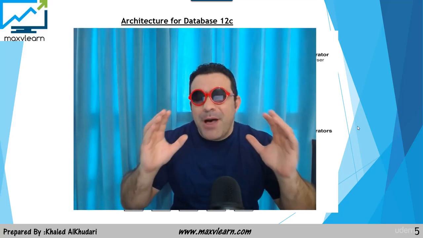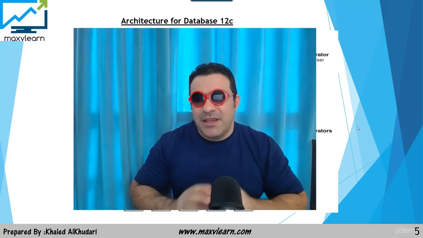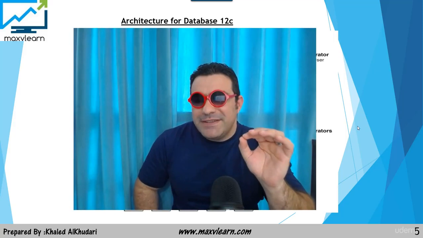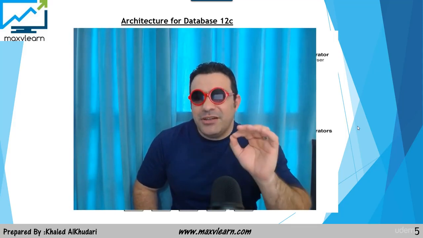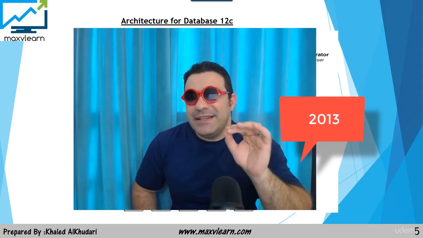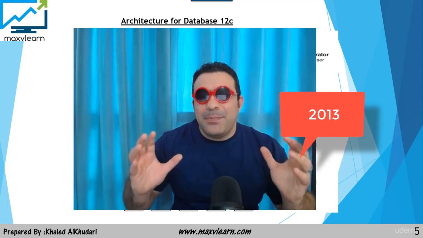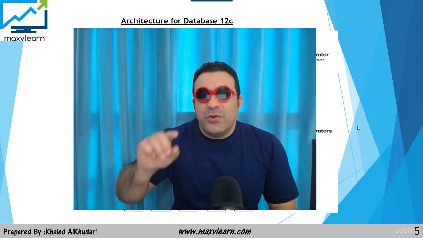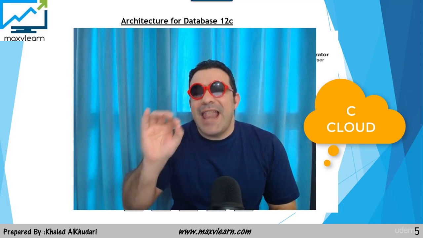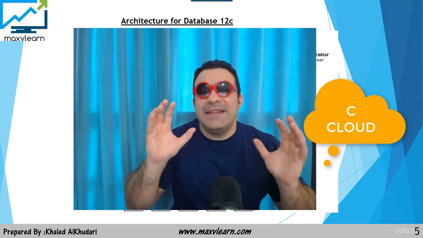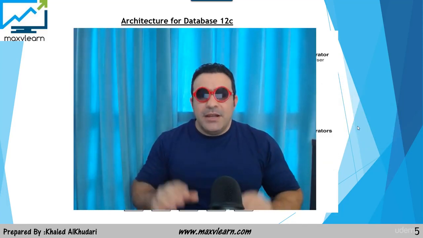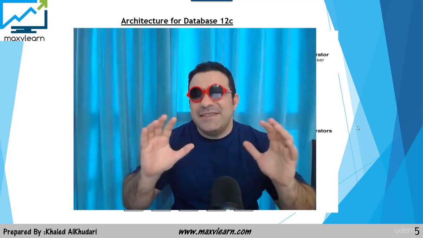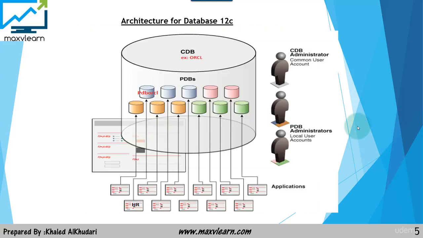Today we will talk about a very important subject, the Oracle Database 12c architecture. Actually, Oracle 12c was released in 2013 and supports cloud solutions. So when you see the letter c, it means cloud. So 12c means 12 cloud. Let's talk about the architecture. It's very simple and easy.